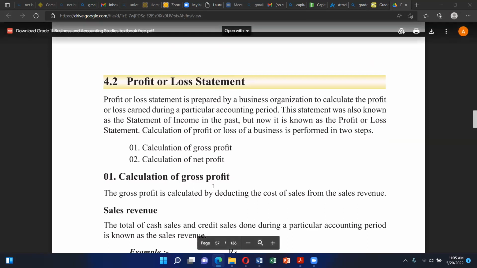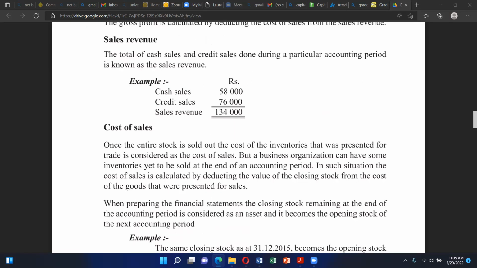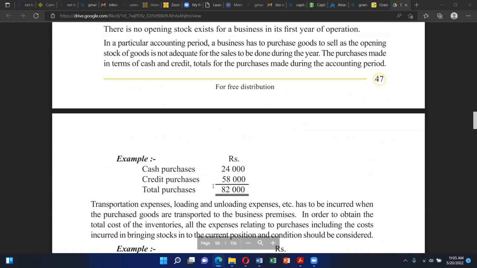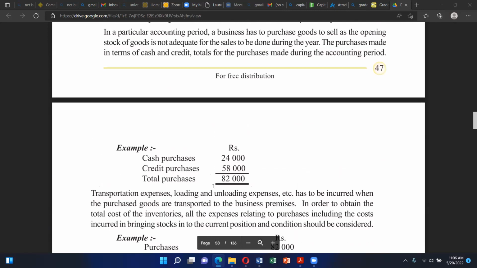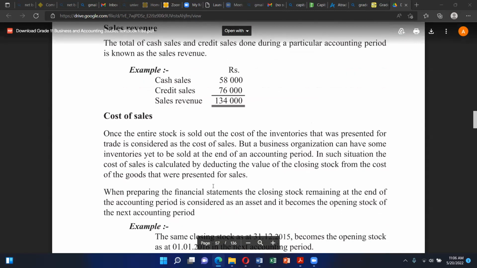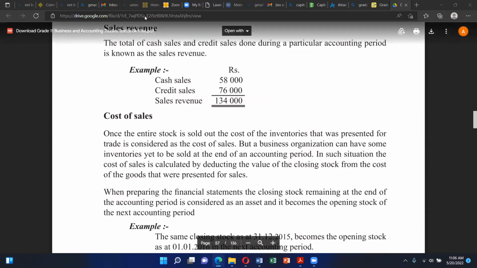Just write down the formula. How do you calculate gross profit? Sales minus cost of sales. Sir, could you please repeat the formula? Yeah. Gross profit equals sales minus cost of sales.